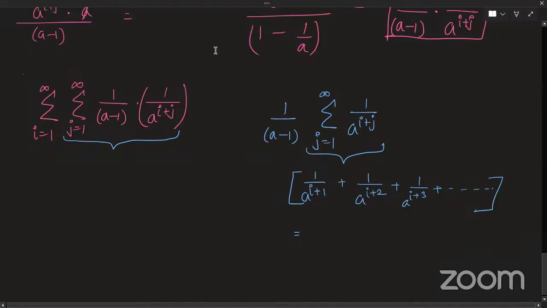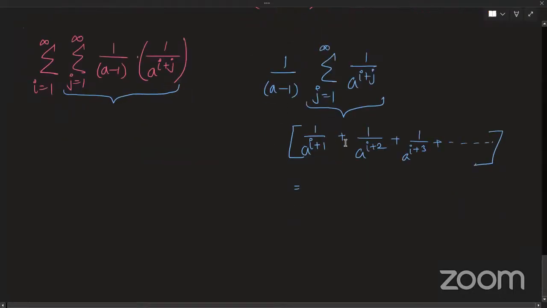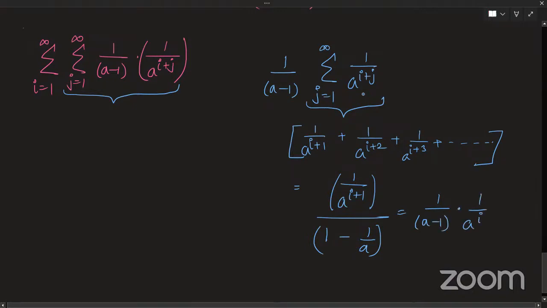No, it is not 1 by a. It is a by 1 minus r. And what is the a and r of this series? a is 1 by a raised to i plus 1. Correct. And what is the r? 1 by a. Correct. So it will basically be 1 by 1 minus a into 1 by a raised to i. Yes, sir.